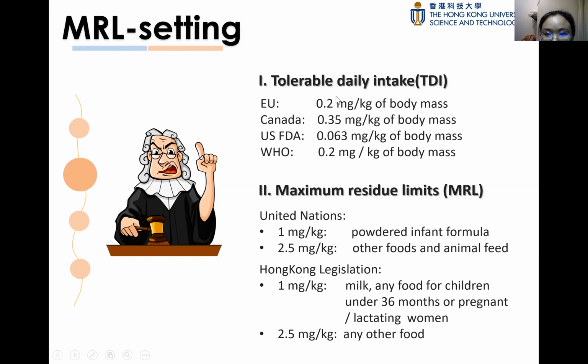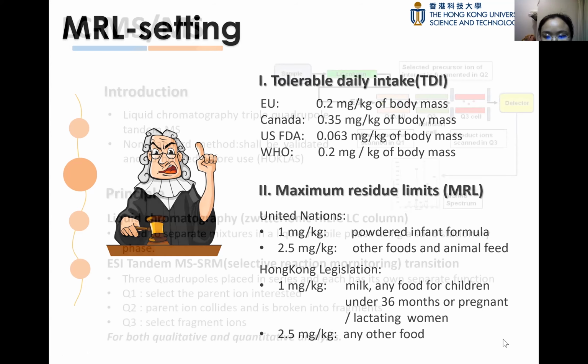Therefore, tolerable daily intake and maximum residue limits were set by countries and the international agency. In Hong Kong, we follow the regulations of the United Nations. Melamine limitation is 1 microgram per kilogram in milk and any food for children under 36 months or pregnant or lactating women, but 2.5 microgram per kilogram for other foods.